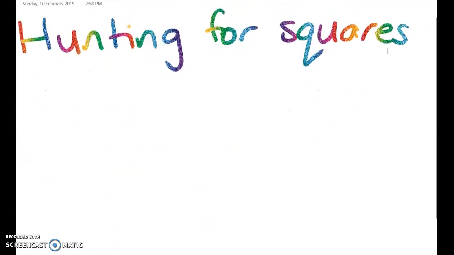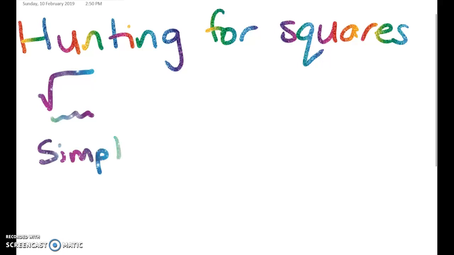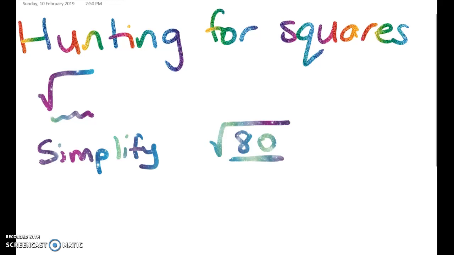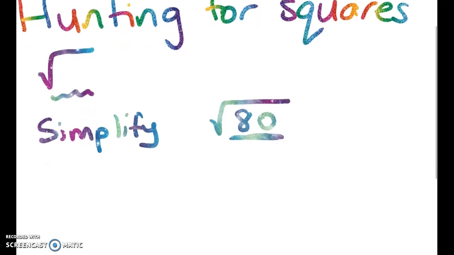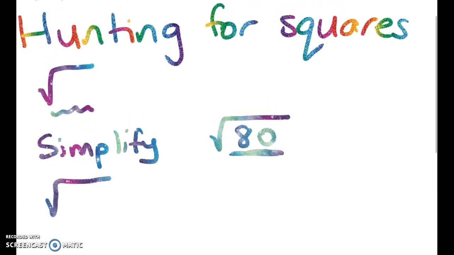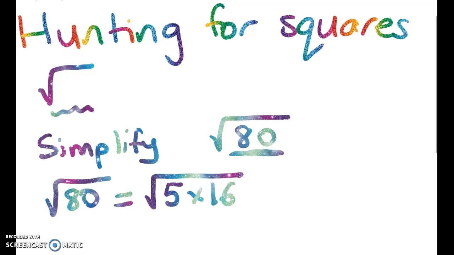So let's look at how we can start to simplify surds. When we're working with surds, our goal is to get the number under here as little as we possibly can. So if you're told to simplify the square root of 80, you might be looking at it and going, well, what's wrong with the square root of 80? The thing is, we can make the number in here smaller as follows. And I call this hunting for squares. So the square root of 80 can be written as the square root of 5 times 16.